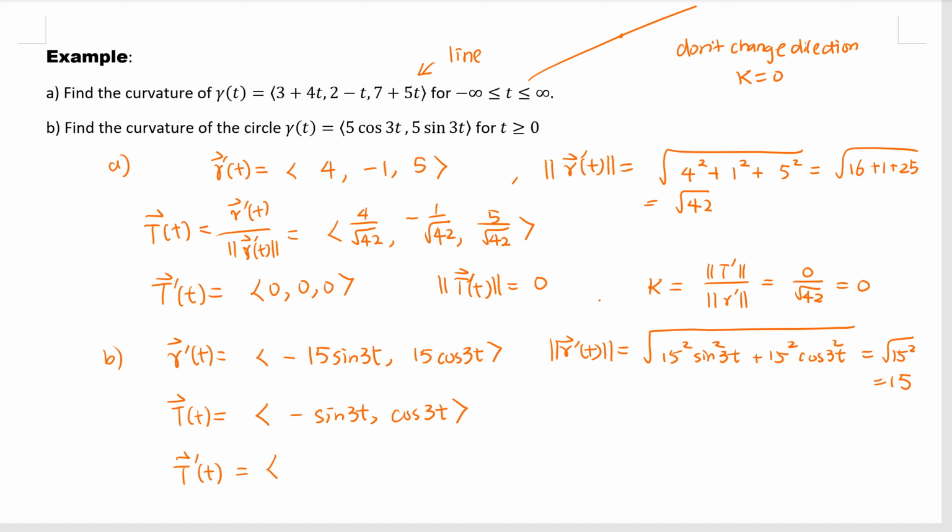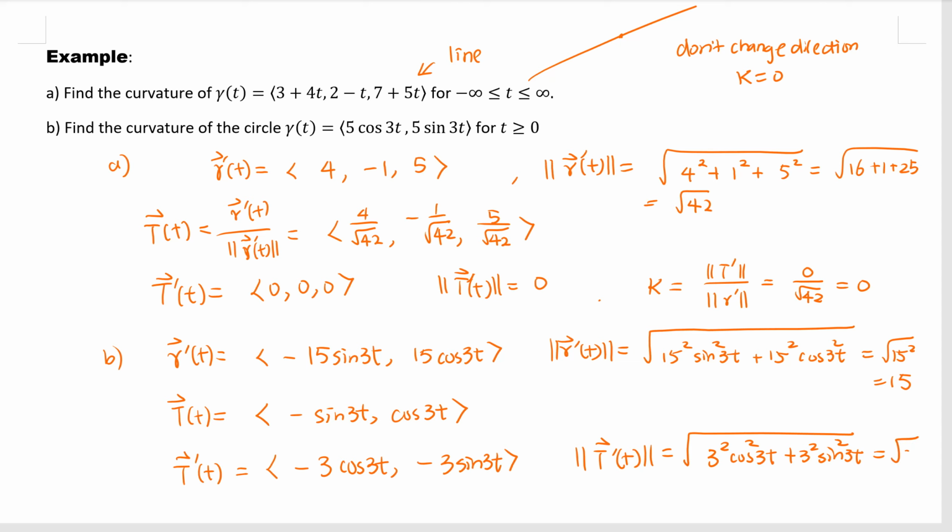Derivative of the sine is cosine, so minus, but because of the chain rule, we have 3 in front. Derivative of cosine is minus sine, but we have 3 in front. Okay, now here we can take the length. The length is the square root of 3 squared cosine 3t squared plus 3 squared sine 3t squared. The sine squared plus cosine squared is 1. This is just the same as the square root of 3 squared, which is 3.